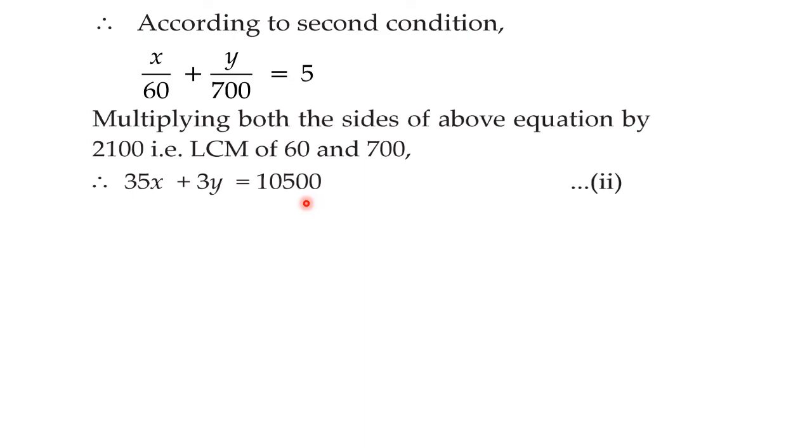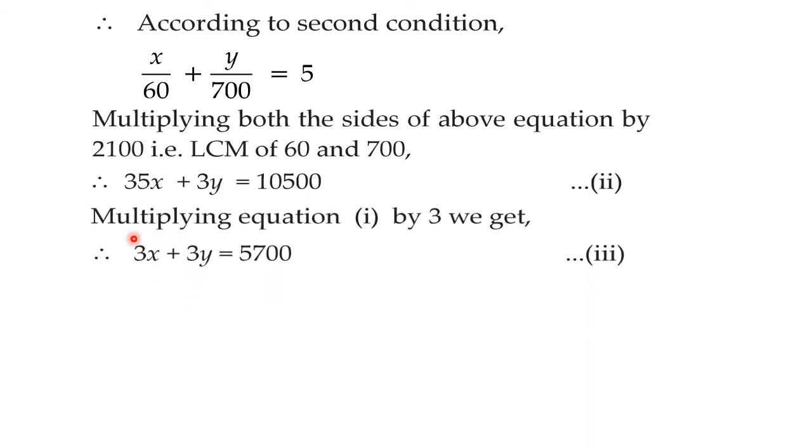That is why I am telling you to write in your notebook, so that the whole solution will be in front of you. Now there we have y and here we have 3y. There we have x and here we have 35x. We need to equate any one coefficient. 35 is very big, so instead we will equate the coefficient of y. Let us multiply equation 1 by 3 so that we can get 3y. When we multiply the equation x plus y is equal to 1900 by 3, we get 3x plus 3y is equal to 5700.